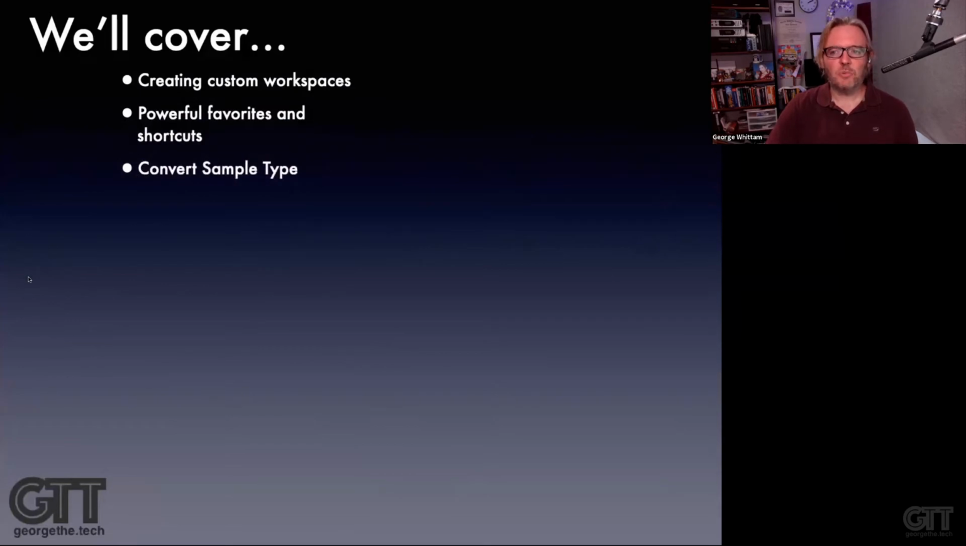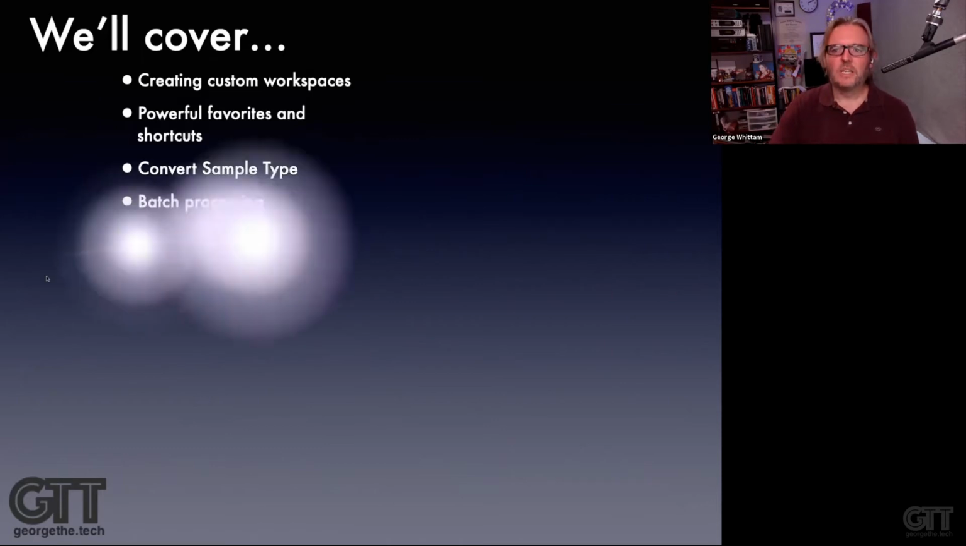How to convert sample types. So if you record at 48K, how do you save it to 44.1K? Batch processing, the power of automation, more automation. That's taking favorites and then automating the process of using favorites to apply that to a huge number of files.